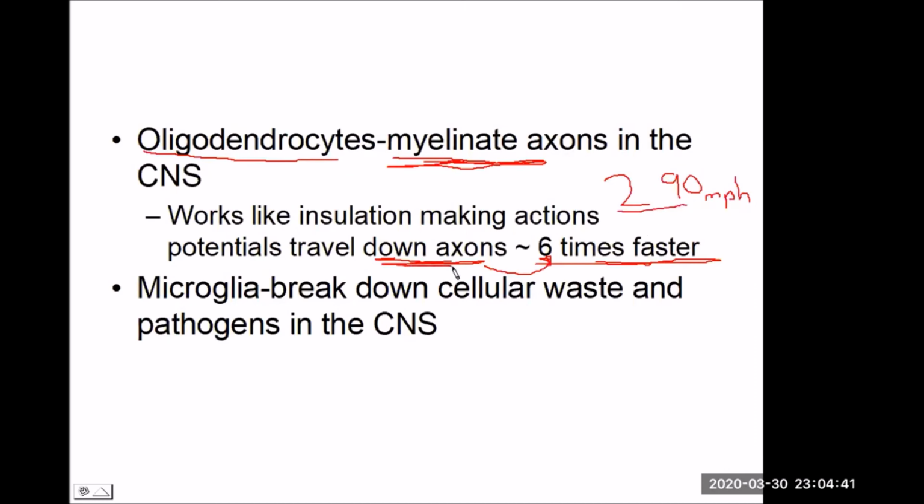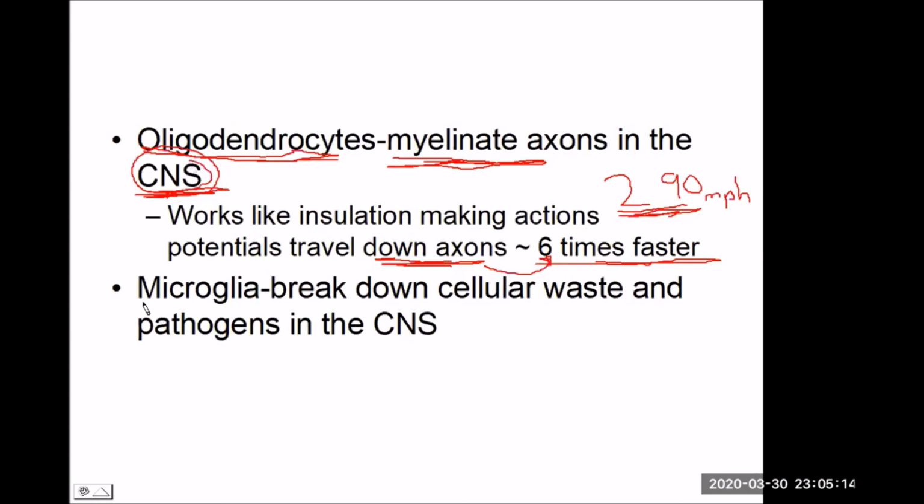A common estimate is around 290 miles per hour for how fast a signal can travel through your nerves with that proper myelination. So with the oligodendrocytes specifically, keep in mind it's just the central nervous system, you could quickly send a signal from your brain down to your spinal cord at a tremendous speed. But of course, there's also myelination in the peripheral nervous system as well. Oligodendrocytes are unique to just central nervous system myelination.